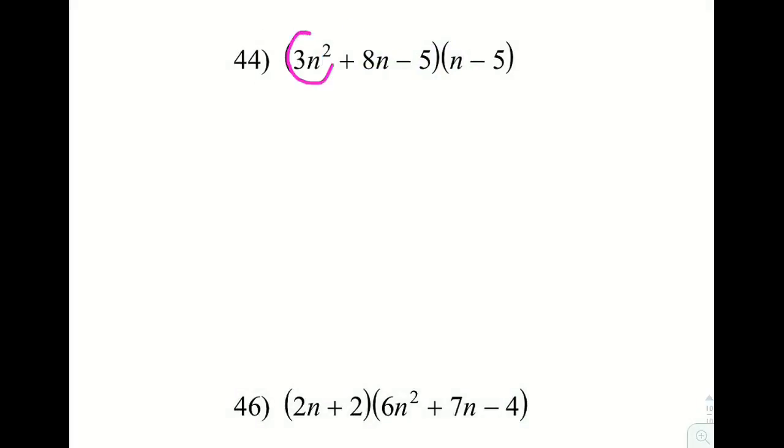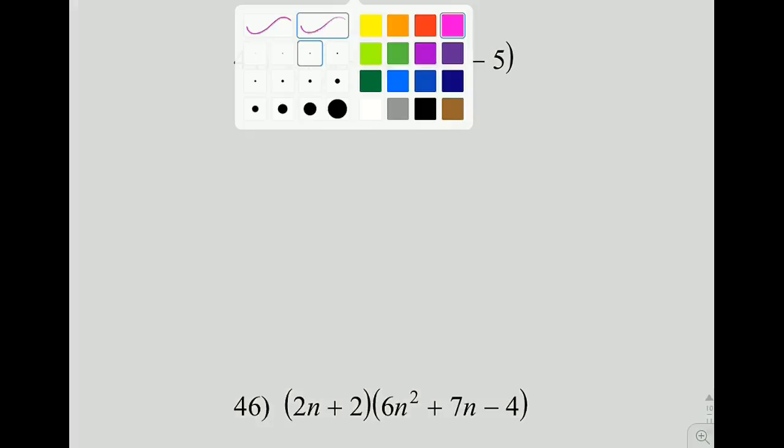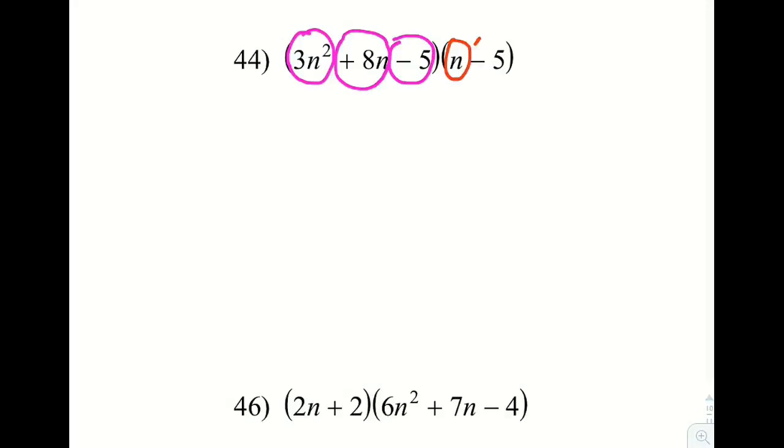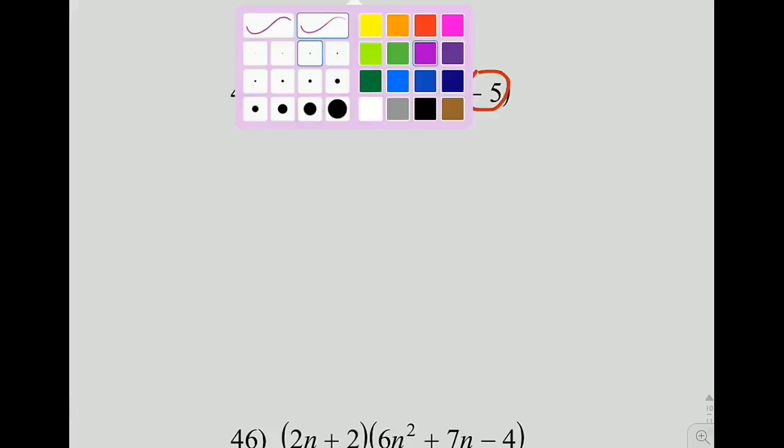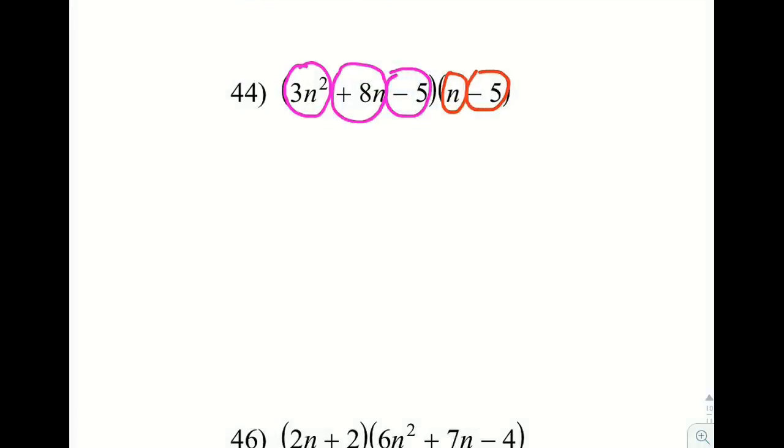We have a 3n squared, a plus 8n, and a minus 5 in that first group. We have an n and a minus 5 in the second group, and we want to distribute to each of them. So we're going to take that 3n squared and distribute to the n and the minus 5. So 3n squared times another n would be 3n to the third power. 3n to the second power times negative 5, we would multiply the 3 times the negative 5 to get negative 15, and then have the n to the second come along.